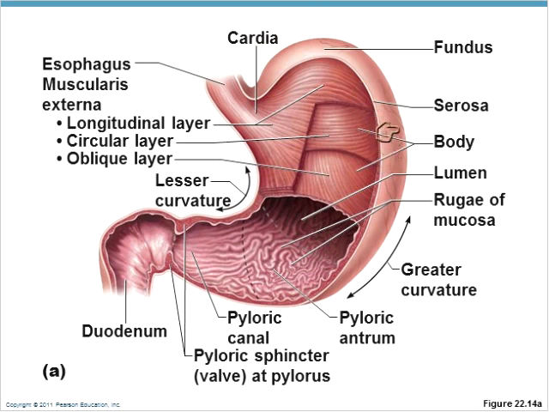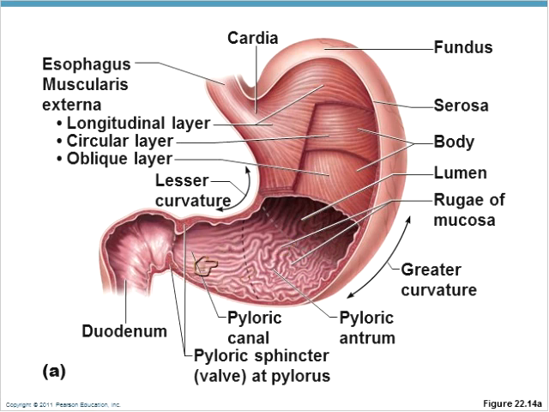You see the serosa right here. You see the muscularis. You see a longitudinal layer, a circular layer, and an oblique layer. The stomach has 3 layers, which give it more flexibility in grinding up food mechanically. You see the rugae, which are rough areas in the stomach, which help to mechanically break down and rough up the food. There's the body of the stomach, the fundus, the body of the stomach.